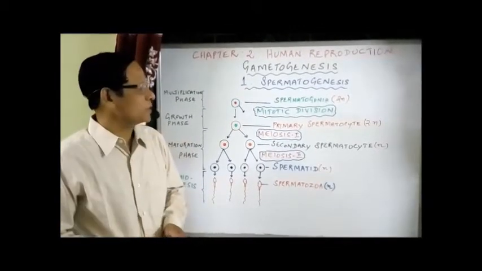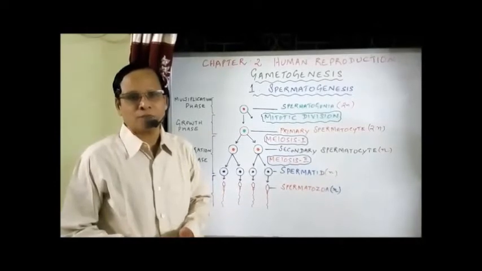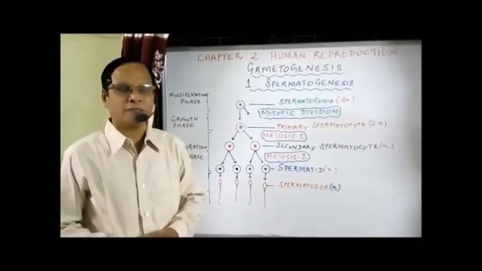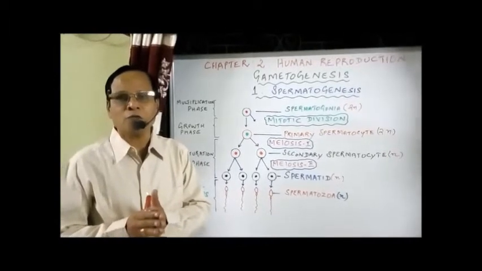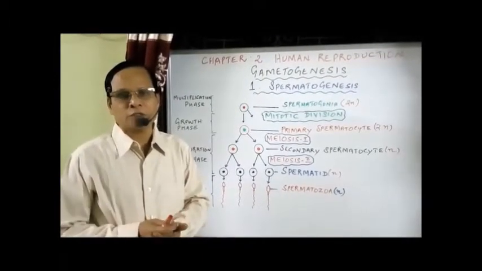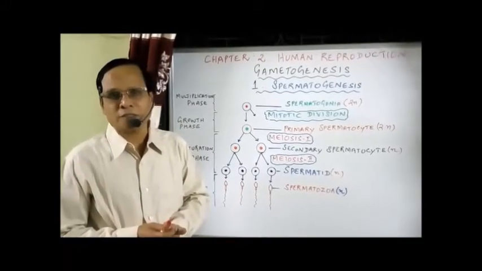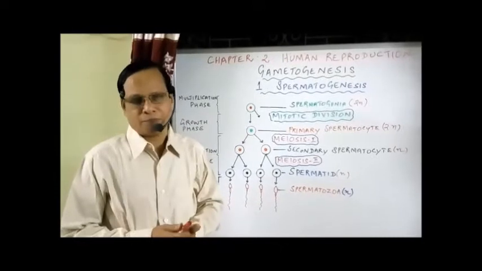What is gametogenesis? I mentioned already, genesis means formation, development, birth, etc. So the process of formation of male and female gametes from the primary sex organs, namely the testis and ovary, is called gametogenesis.